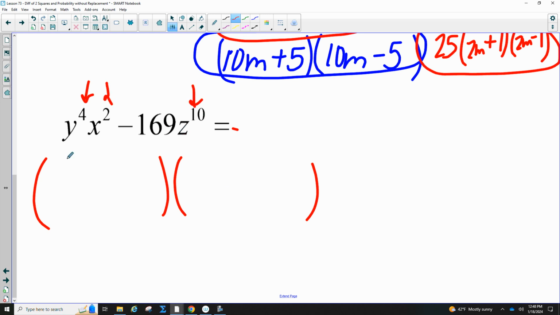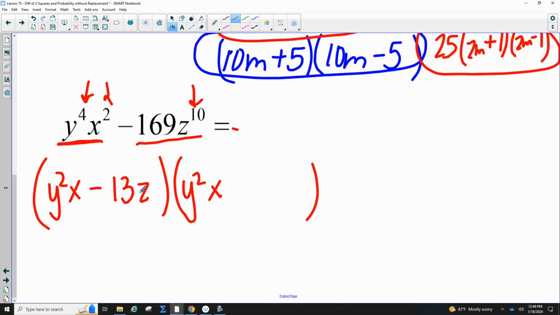So what would multiply to give me y to the fourth x squared? Very good. Y squared x and y squared x. Okay, that would multiply to give you y to the fourth x squared. All right, and what would multiply to be 169z to the 10th? Yep, negative 13z to the 5th and positive 13z to the 5th. Okay, because z to the 5th times z to the 5th is z to the 10th. All right, be sure you do plus minus.